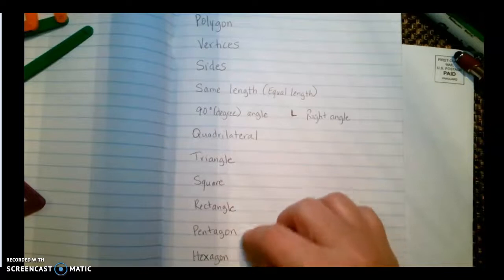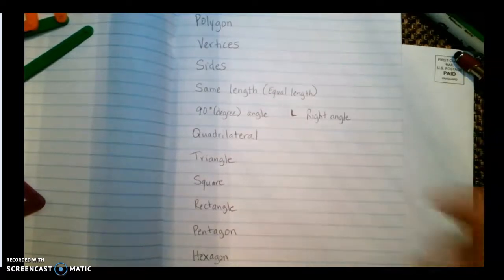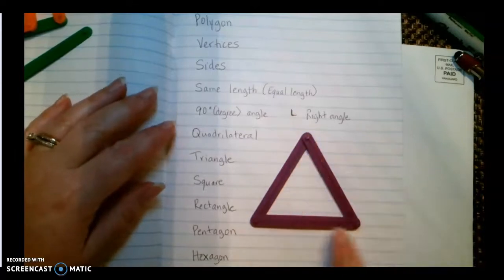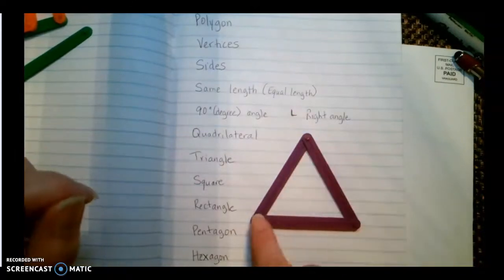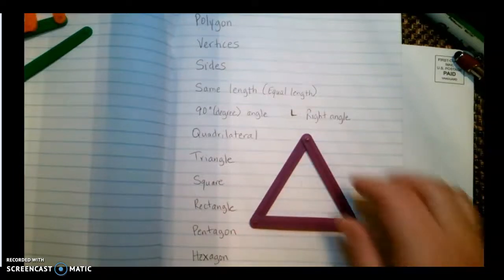Okay, in the lesson you're going to in the book, they're going to be moving through this vocabulary really fast, meaning you really need to know these words so that you can understand the questions. So a triangle, polygon, 1, 2, 3 sides, 1, 2, 3 vertices. Each one of these sides is exactly the same length.